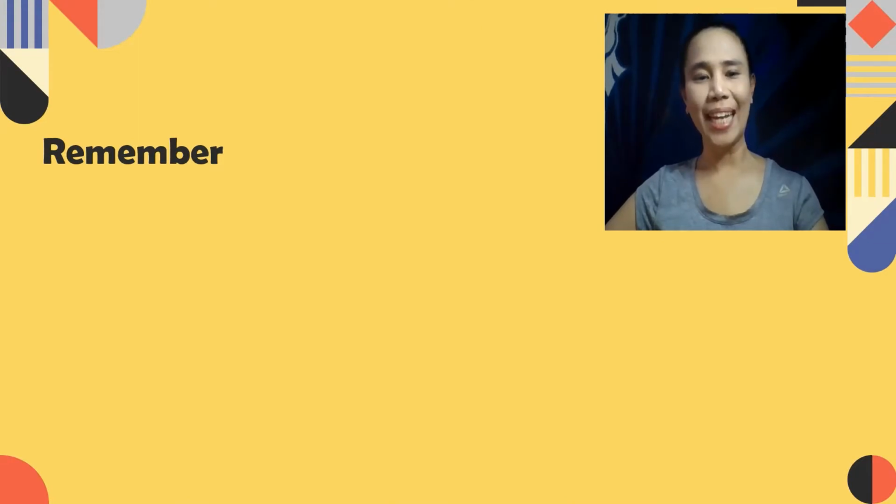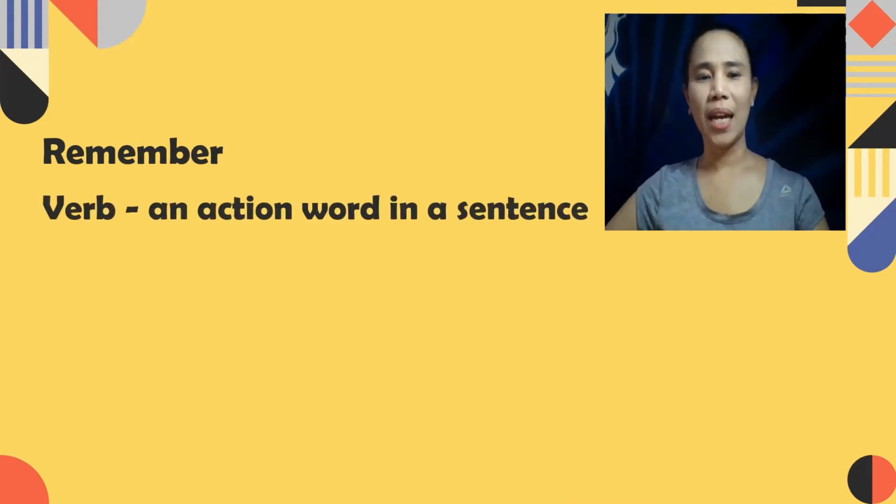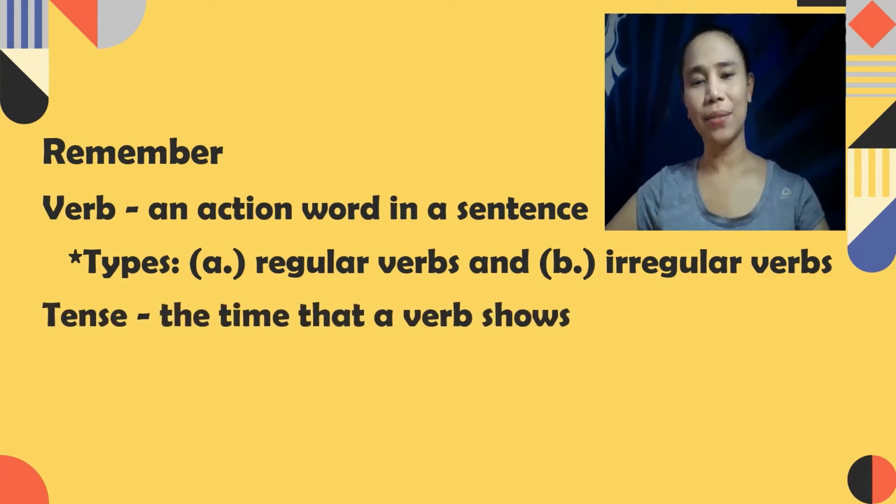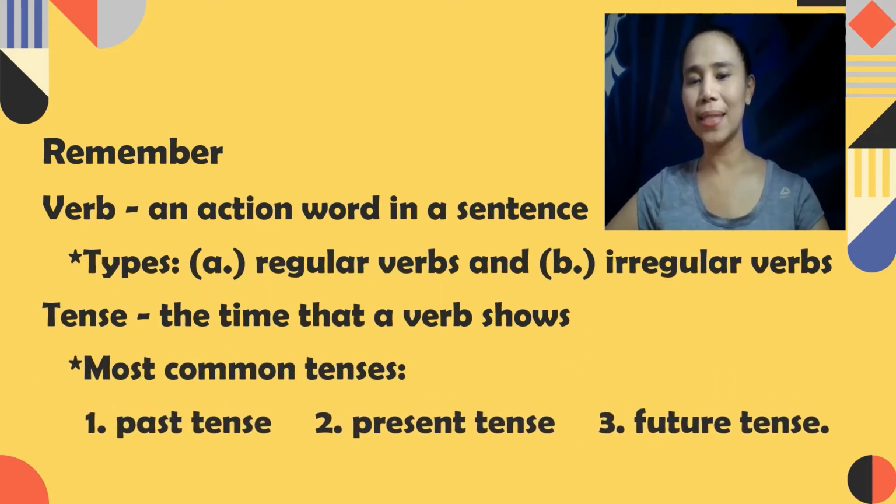To start with, let's remember these things. Verb is an action word in a sentence, and we will be discussing the types, which are the regular and irregular verbs. Also, the tenses of the verb. And remember that the tense is the time that a verb shows. The most common tenses are the past tense, present tense, and future tense. But actually, there's a lot of tenses of the verb. There's 12 or sometimes they make it 16. But today we'll be focusing on these three.